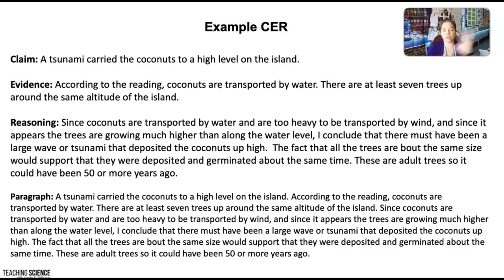And a paragraph to put everything together. A tsunami carried the coconuts to a high level on land. According to the reading, coconuts are transported by water. There are at least 7 trees up around the same altitude of the island. Since the coconuts are transported by water and are too heavy to be transported by wind, and since it appears the trees are growing much higher than along the water level, I conclude that there must have been a large wave or tsunami that deposited the coconuts up high. The fact that all the trees are about the same size would support that they were deposited and germinated about the same time. These are adult trees, so they could have been 50 or more years ago.